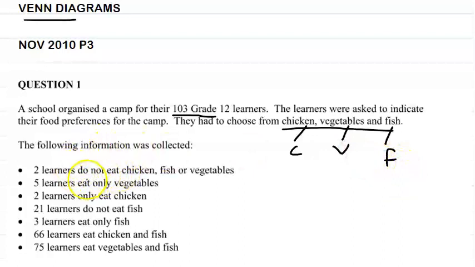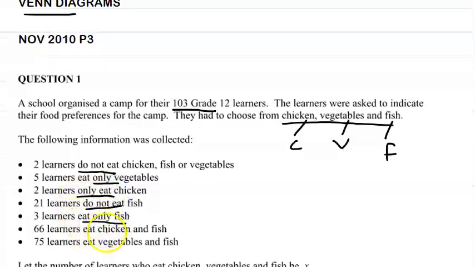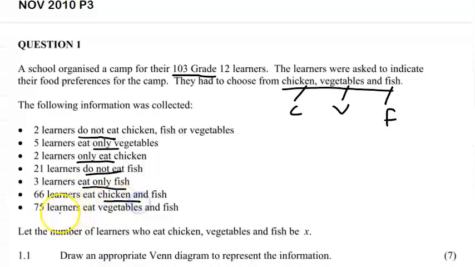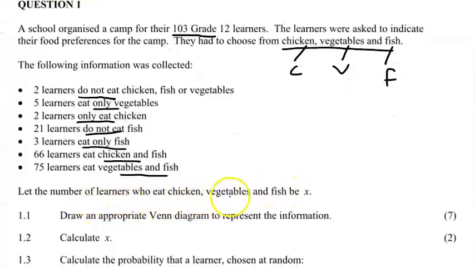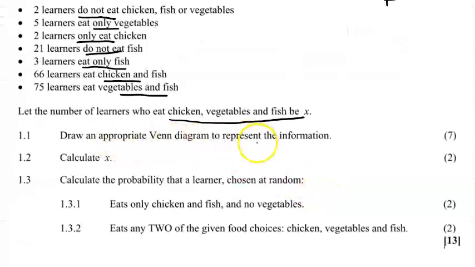The following information was collected. 2 learners do not eat chicken. 5 learners eat only vegetables. 2 learners eat only chicken. 21 learners do not eat fish. 3 learners eat fish only. 66 learners eat chicken and fish. 75 learners eat vegetables and fish. Let the number of learners who eat chicken, vegetables, and fish be X. Now that's a very, very important statement that's given to us. So therefore, chicken and vegetables and fish will equal X. So the intersection of all 3 events will be X. Draw an appropriate Venn diagram to represent the information and calculate X.